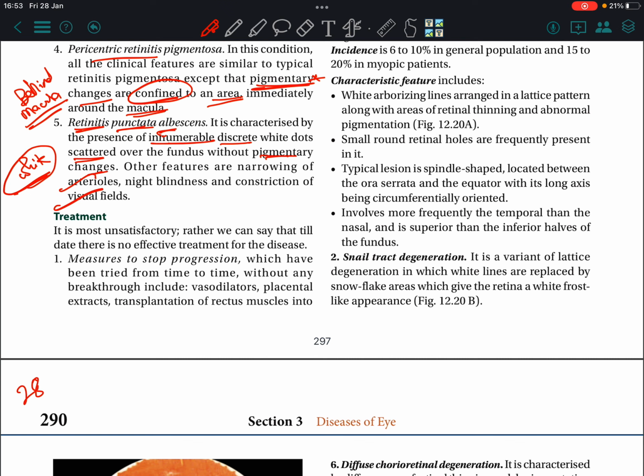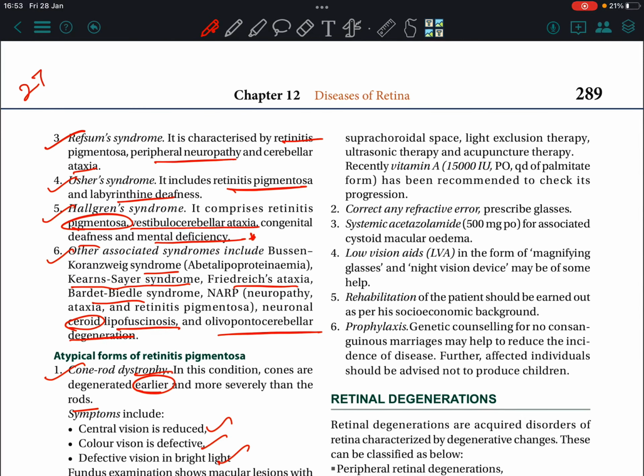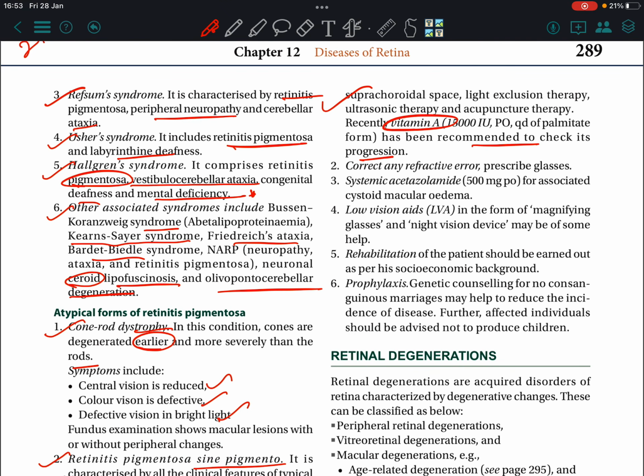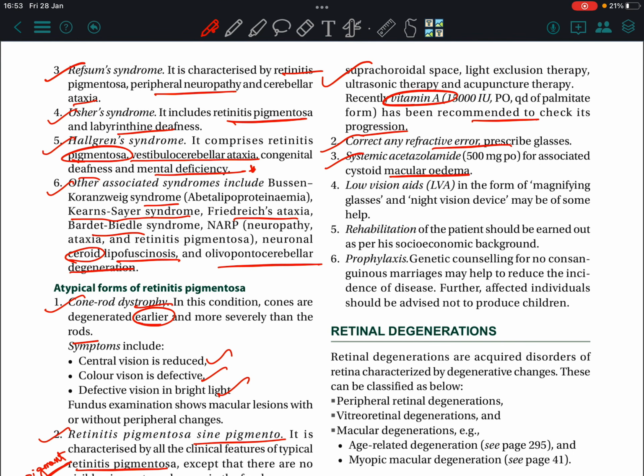Treatment: measures to stop progression, which have been tried from time to time without any breakthrough, include vasodilators, placental extract, transplantation of rectus muscle into the suprachoroidal space, and light exclusion therapy. Recently, vitamin A has been recommended to check its progression. Correct any refractive error and prescribe glasses. Systemic acetazolamide is used for cystoid macular edema.